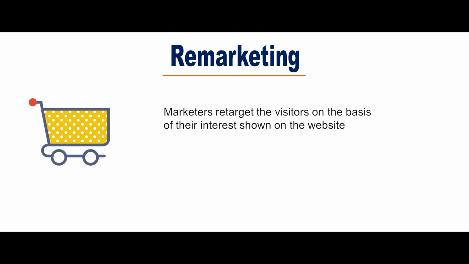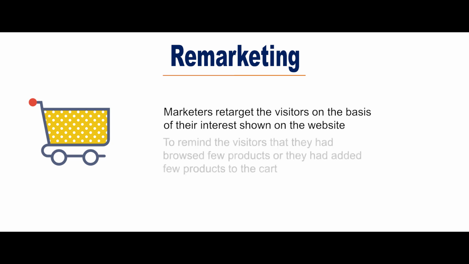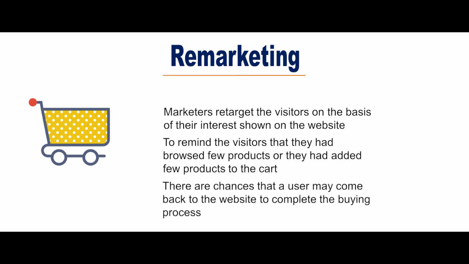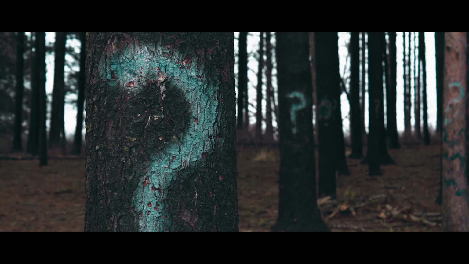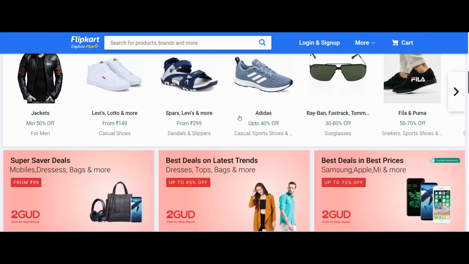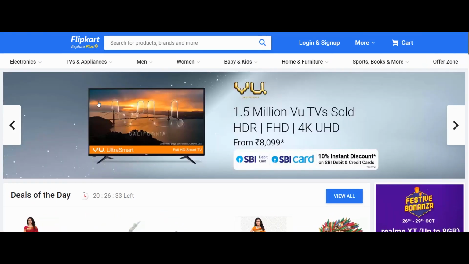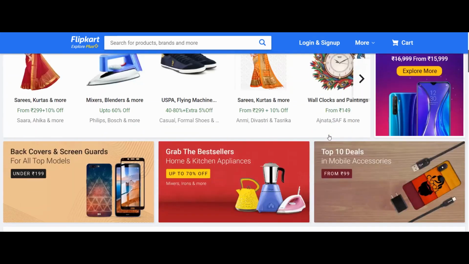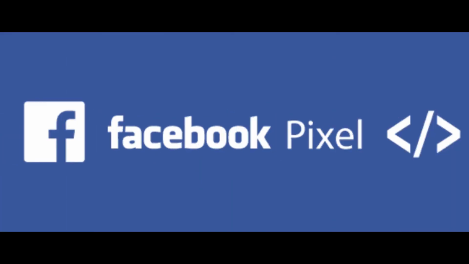The purpose of retargeting ads is basically to remind the visitor that they had browsed a few products on the site, or they had added a few products to the cart. There are chances that the user may come back to the website to complete the buying process after seeing the ads of those very products. But the question is, how does a website know which product we have browsed or added to the cart but exited from the website without purchasing anything? The answer is Facebook pixel.